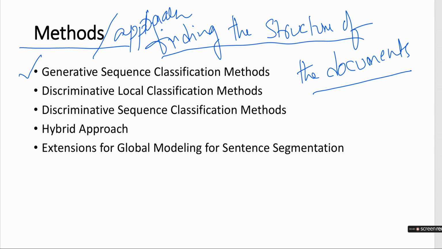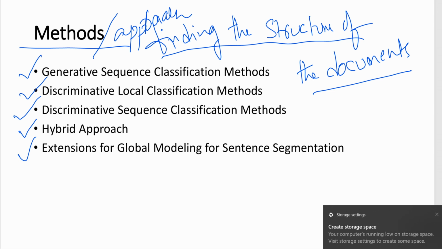Generative sequence classification methods, discriminative local classification methods, discriminative sequence classification methods, hybrid approaches, and extensions for global modeling for sentence segmentation. Okay, so these are the five approaches, five methods we will use to analyze the structure of the document. Okay. Let us enter into each and every method.